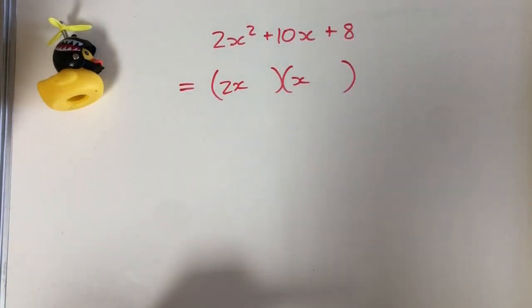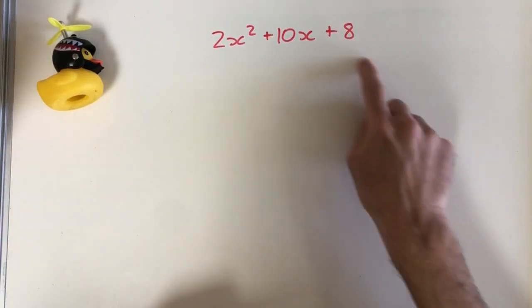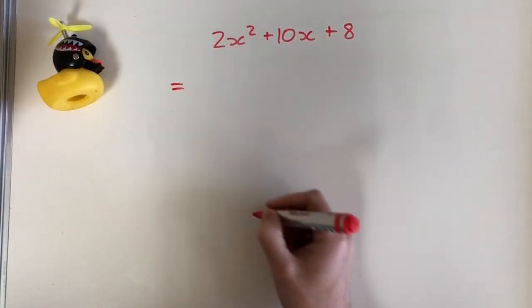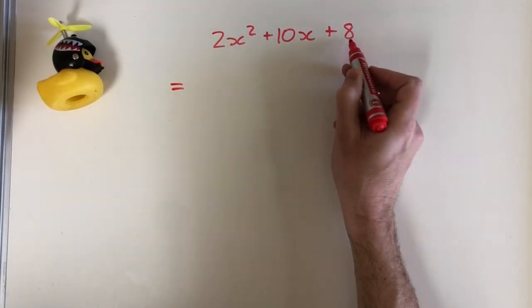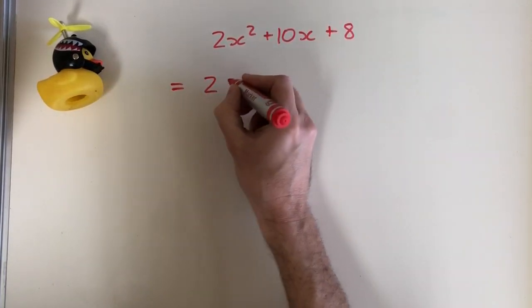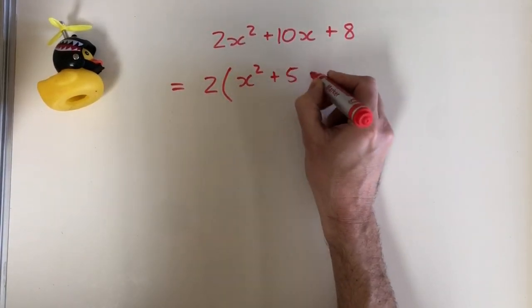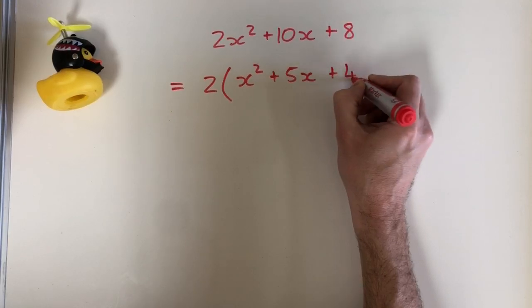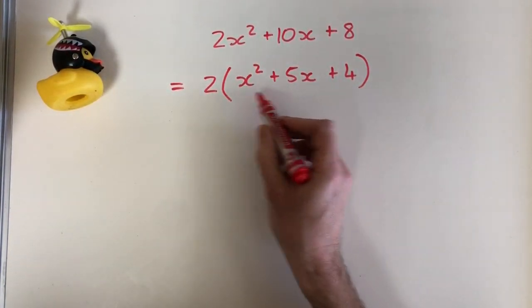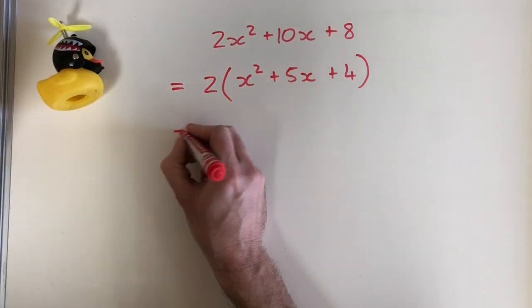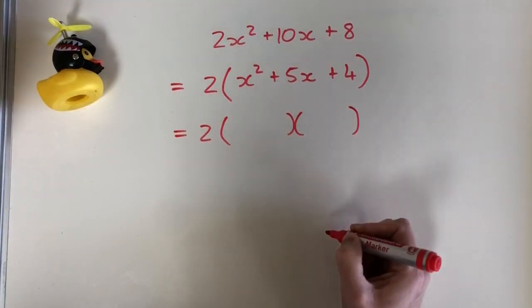But you should consider, is there anything in the 3 terms that is actually common? And the answer is yes, there is, because there's a 2, and a 2 is hidden in that 10 and also in the 8. So I can take out a 2 and be left with x squared plus 5x plus 4. This is a normal trinomial, and this is factorizable. So we'll start off with this 2, and I'm going to factorize this into 2 brackets.